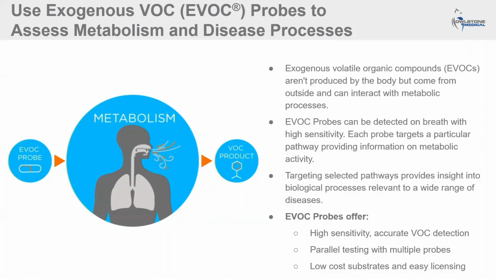For starters, it is completely non-invasive and works with existing breath biomarker kits. Next, the lack of endogenous sources of these VOCs results in a clear signal and higher sensitivity than detection of VOCs with endogenous origins. In addition, multiplexing is possible. Because each probe is targeted for conversion by a specific enzyme, one can theoretically administer a cocktail of EVOC probes to assess multiple enzyme targets or test for multiple disease states. And finally, many of these substrates are readily available compounds, which should make them more cost-effective and ease licensing requirements.